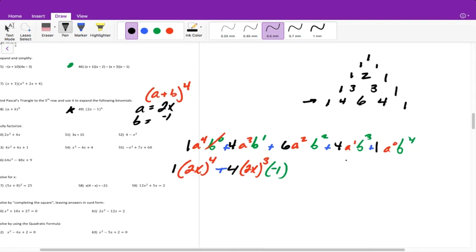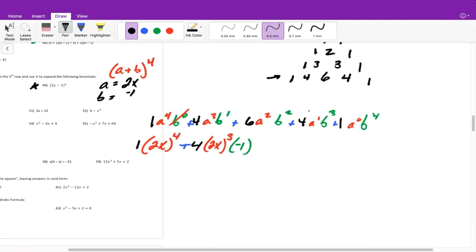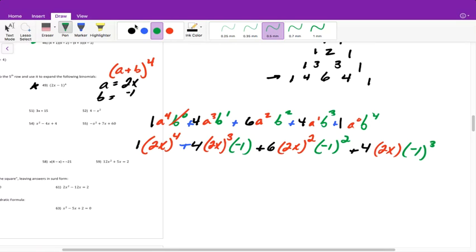I might run out of space, so I'm just going to move this over. Plus 6 times our a, which is 2x, squared, times our b squared, which is negative 1 squared, plus 4 times our a raised to the 1st power, which is 2x, times our b raised to the 3rd power, so negative 1 cubed.